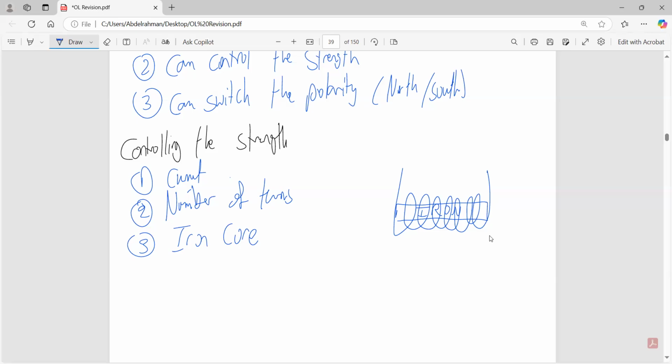So you must use an iron core. Why? Because it's a temporary magnet. Basically, when you switch off the current, the magnetic field would instantly be switched off. You can also reverse the direction of the magnetic field whenever you want. You can do whatever you like with this iron bar.